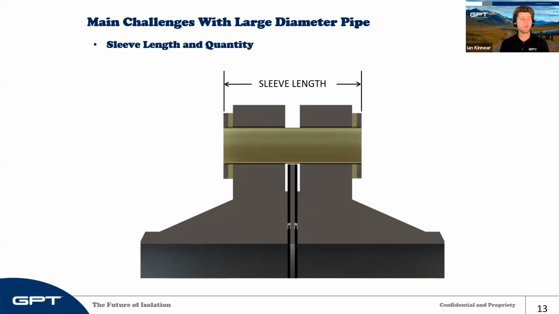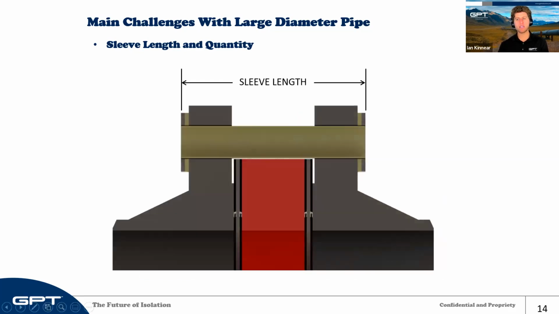And also, say you're mating up to a valve, that might not have the same thickness as a standard flange. So if we don't know there's a valve and we're assuming it's a standard flange, we're going to have a sleeve length that's a little bit off. So just understanding this is really critical.